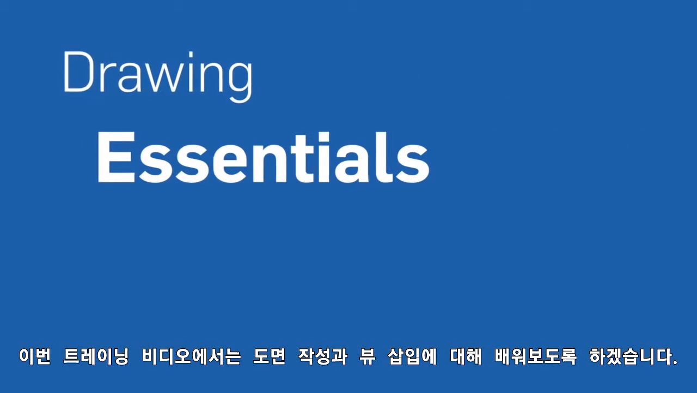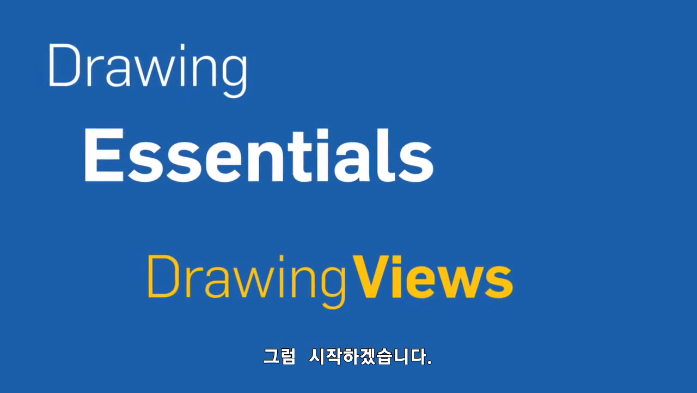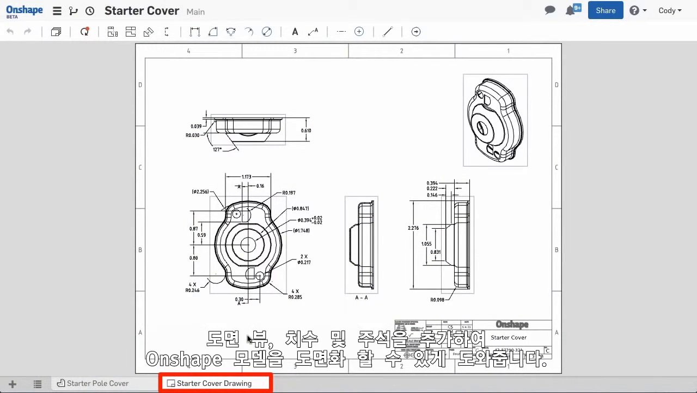In this Essentials training video, we'll show you how to start a drawing and insert drawing views. Let's get started. Onshape drawings are tabs within the Onshape document where you can add drawing views, dimensions, and annotations to build production-ready drawings of your Onshape models.